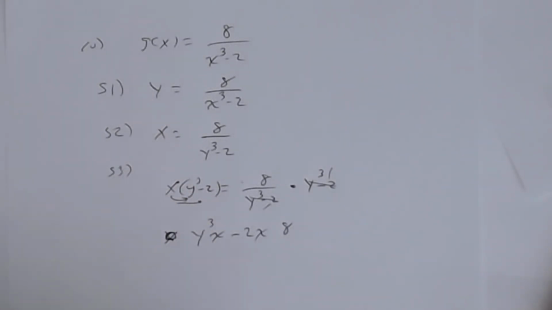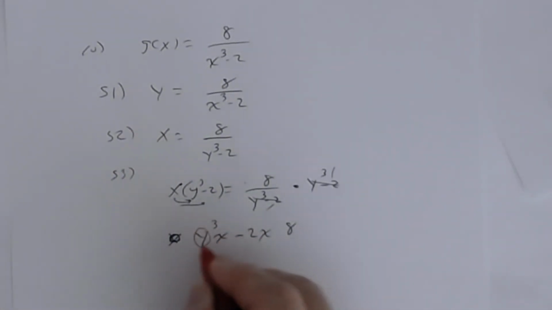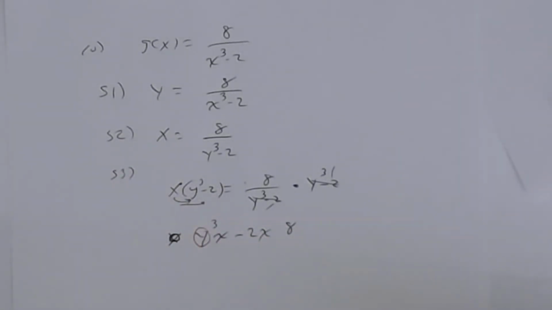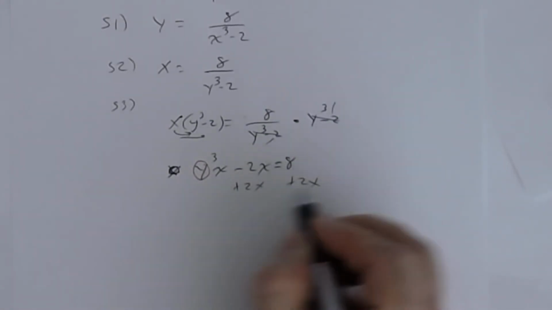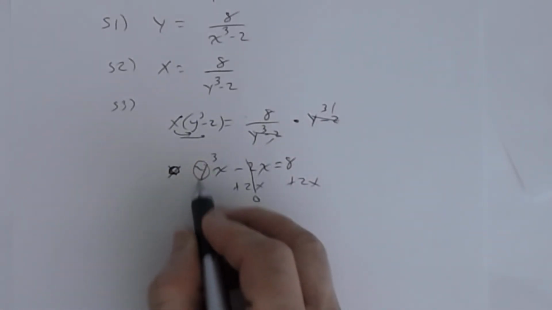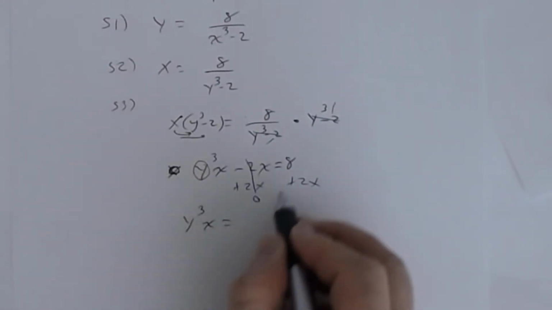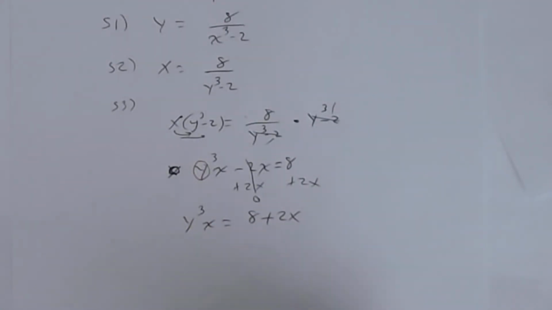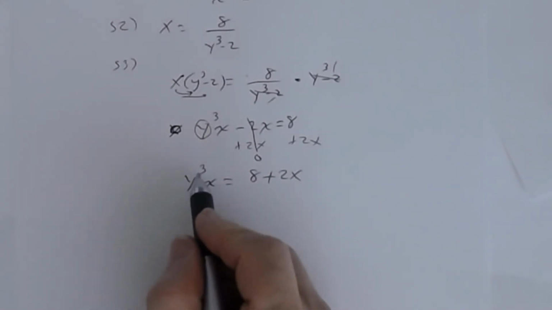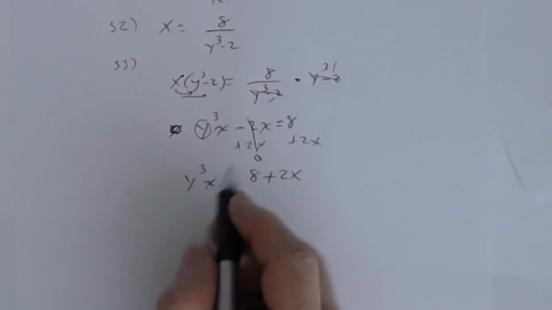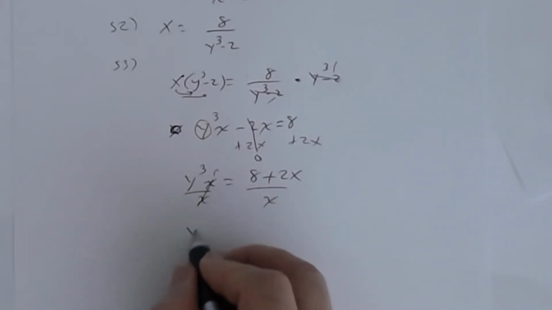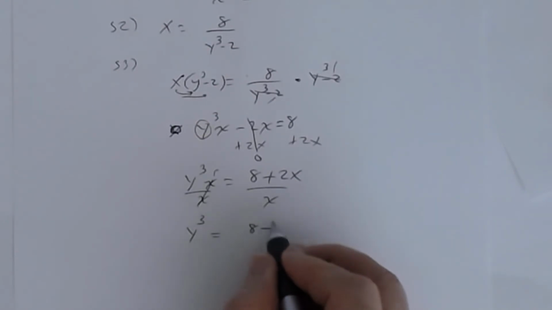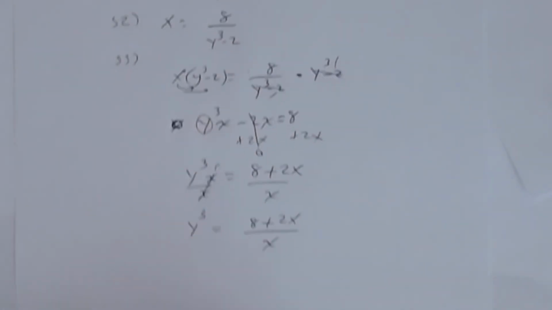All right, now notice that this is the only term that has that y in it. So I'm going to bring this 2x to the other side, and that should be equal 8 here. So I'm going to add 2x to both sides, and so this is 0. So I get y cubed times x equals 8 plus 2x, correct? To get y cubed by itself, right now I'm multiplying by x, I'm going to divide by x. The x is divided out here, so I get y cubed equals 8 plus 2x divided by x. So that's where I'm at.